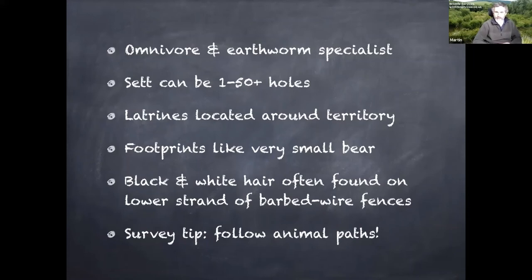Another good survey technique is to look along the bottom of fences, where you've got that lower strand of barbed wire, a little tunnel going underneath. The badgers will invariably leave black and white hairs on the lower strand of the barbed wire there. So that's a very distinctive feature. But the easiest way to find badgers is to follow animal paths. If you find a nice animal path, follow it, see where it goes. If it's a badger path, it'll go through a set, almost certainly, if you follow it in the right direction, of course.